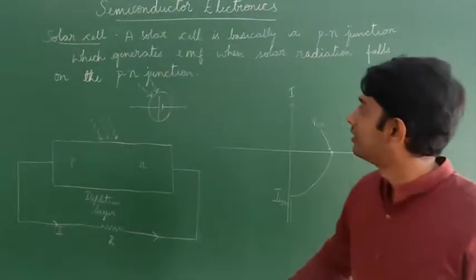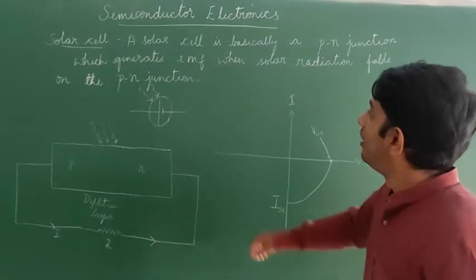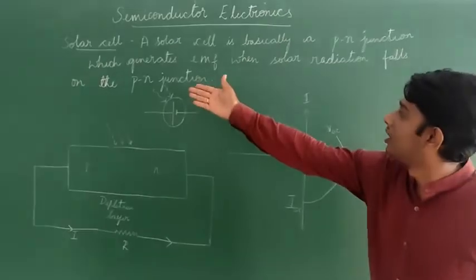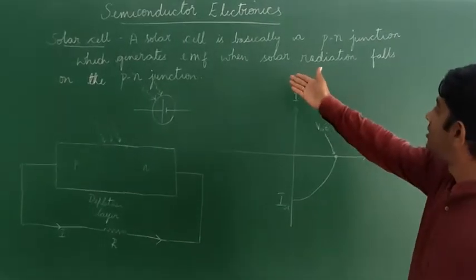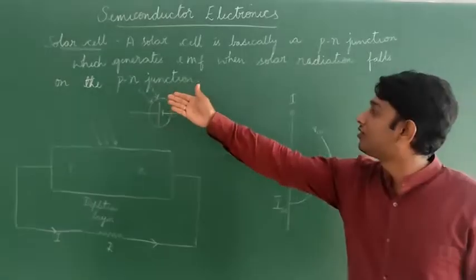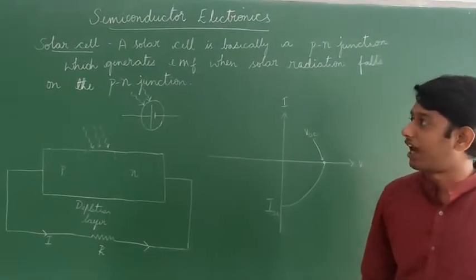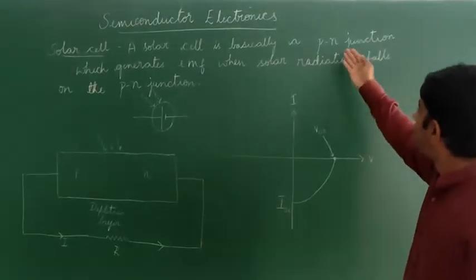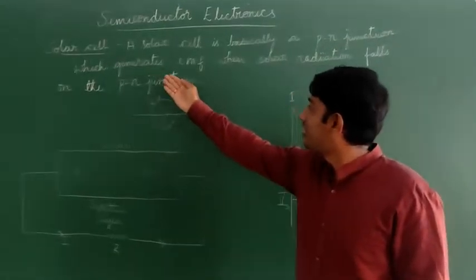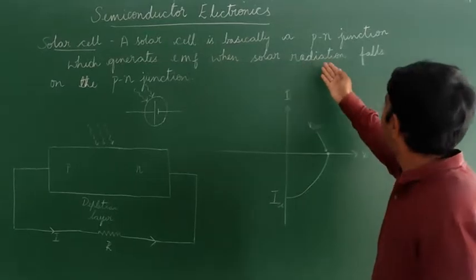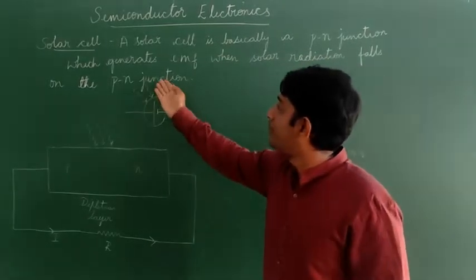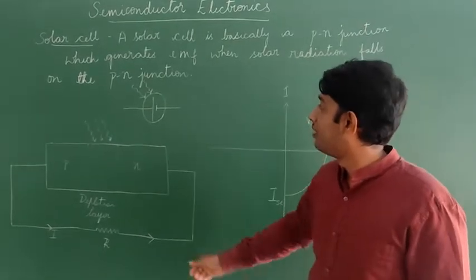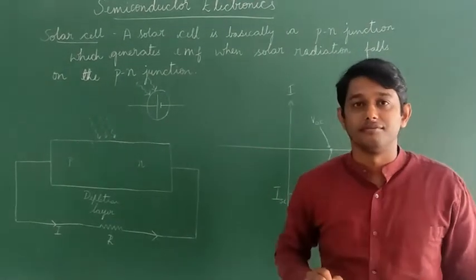The next topic is solar cell. A solar cell is basically a PN junction which generates EMF when solar radiation falls on the PN junction. So this is the circuit symbol of the solar cell.